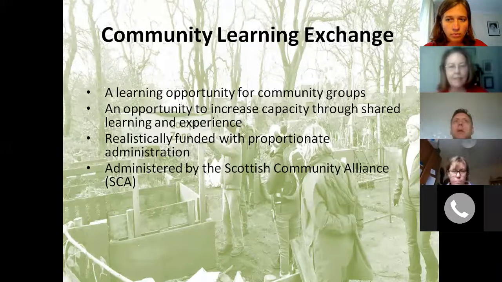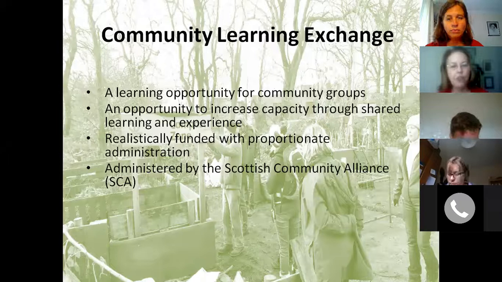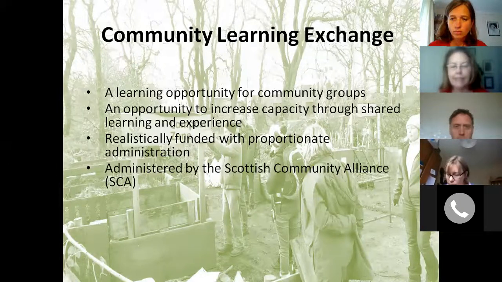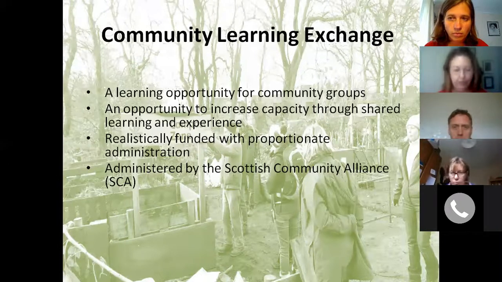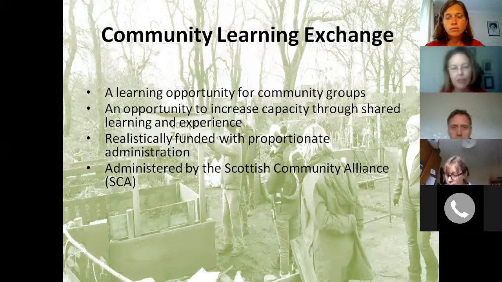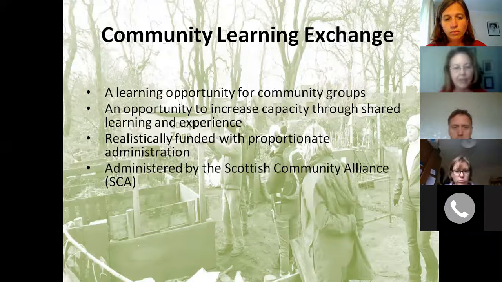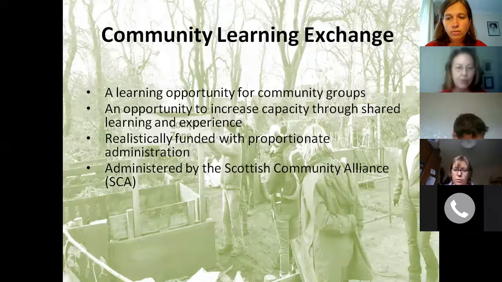It is a learning opportunity for community groups. And to echo Katrina's theme for this seminar, it's an opportunity for one community group to visit another. Although we put the object as to increase capacity through shared learning and experience, it's also an opportunity for you to learn from other people's experiences, and sometimes that learning might be what roads not to go down.